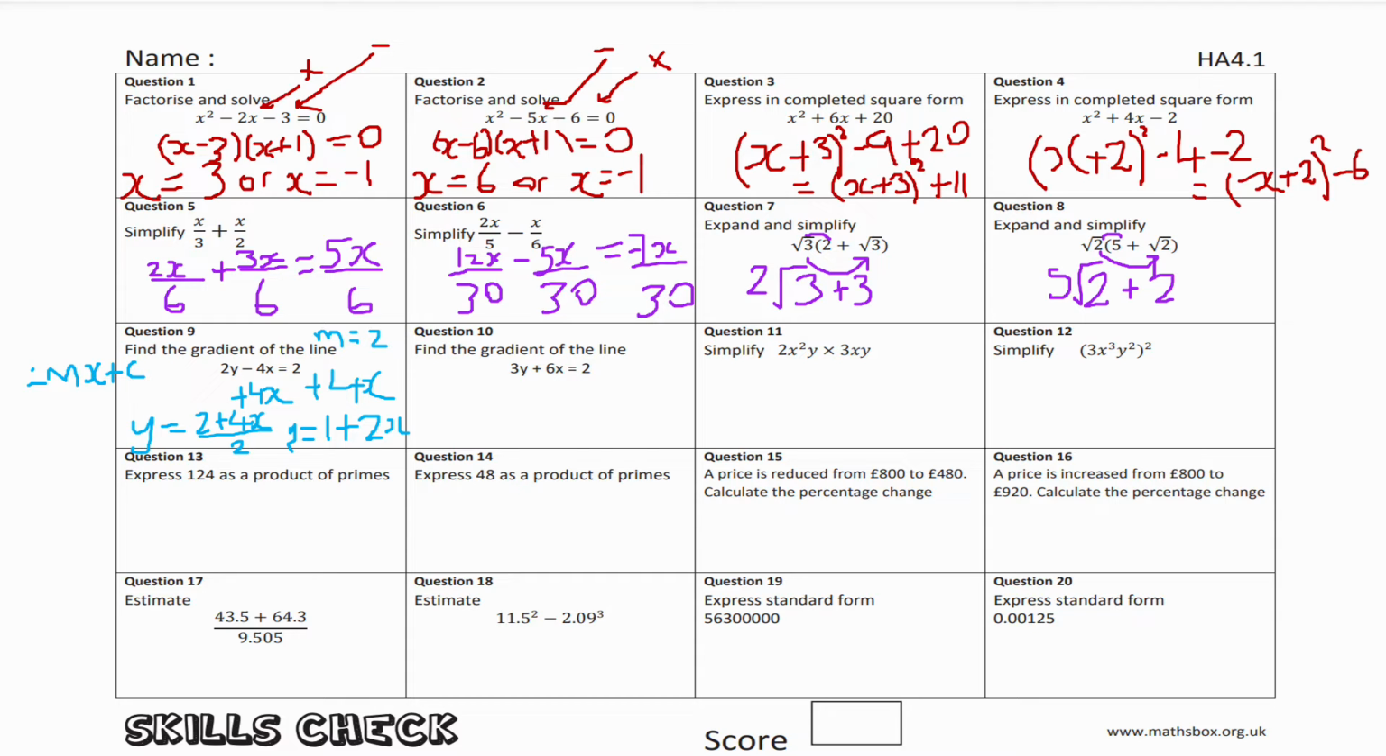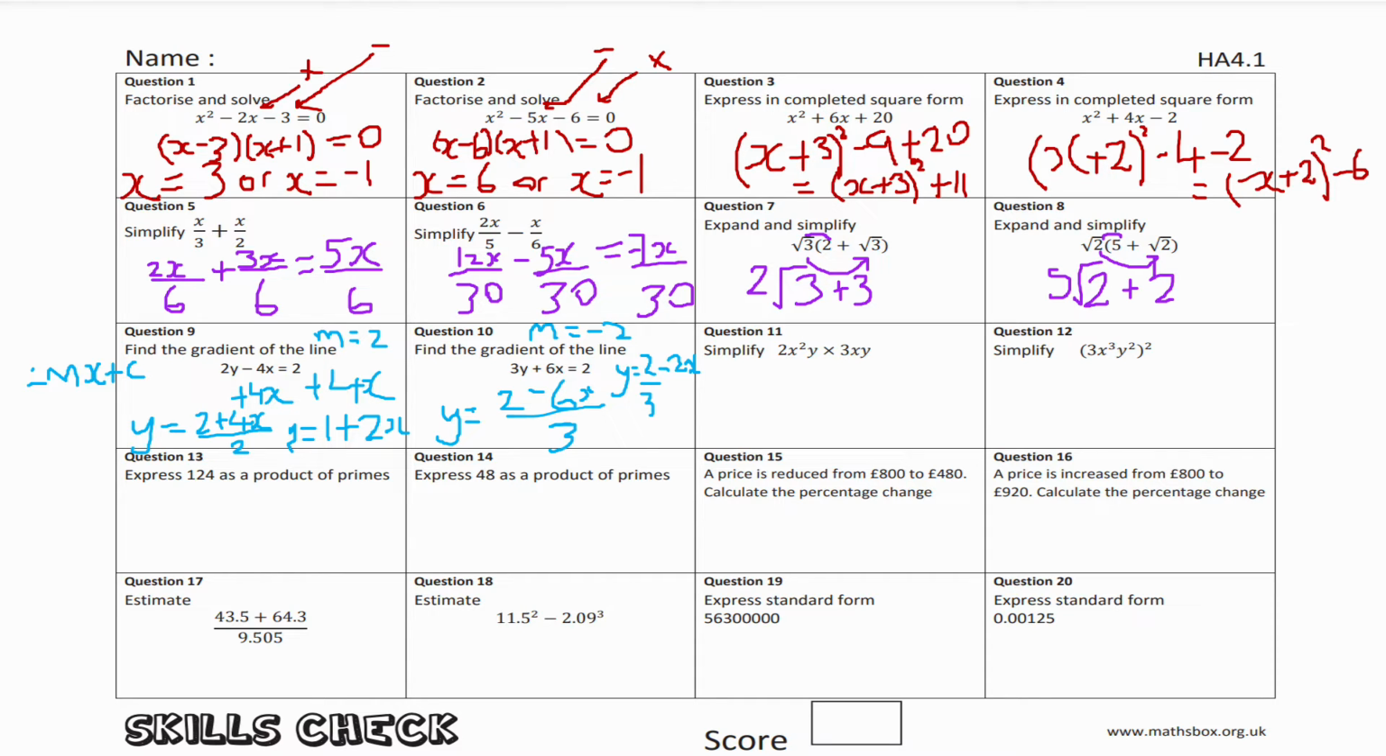This is question number 10, guys. Find the gradient of this line. Again, rearrange it to make y the subject. So subtract 6x on both sides and then divide by 3. So 2 minus 6x, all divided by 3. Okay, so the gradient is the number in front of the x. If I simplify this, I get y is equal to 2/3 minus 2x. So the number in front of the x this time is -2. So m is equal to -2 for question number 10.